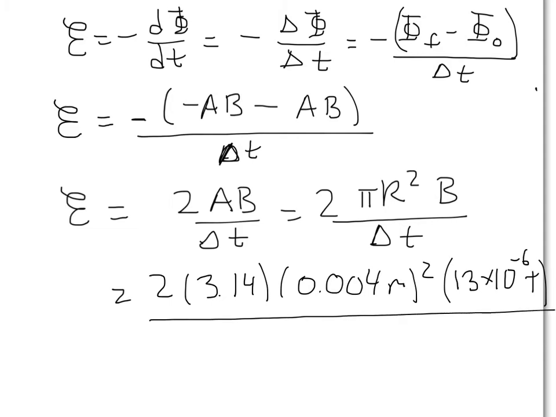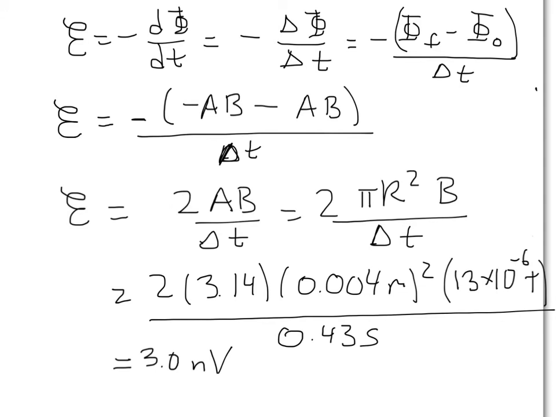That's divided by 0.43 seconds. And this equals, you can verify for yourself, 3.0 nanovolts. Notice that the units are the same as the units of potential.